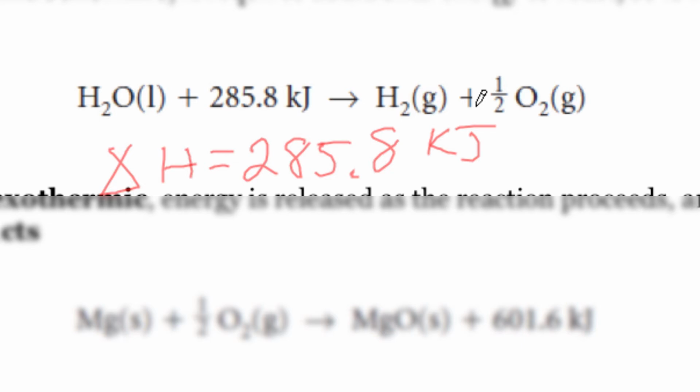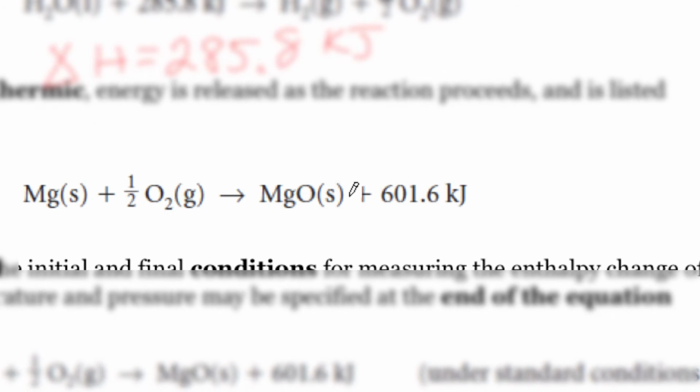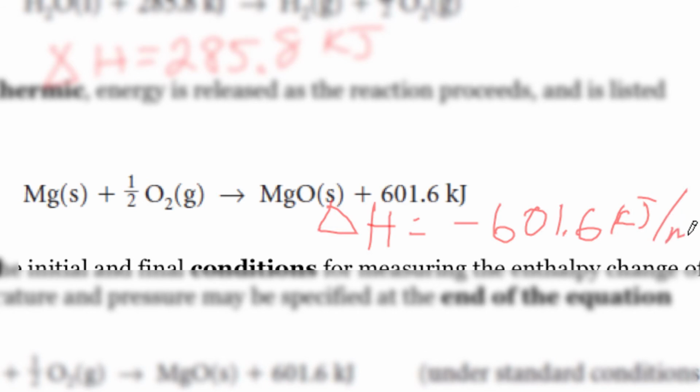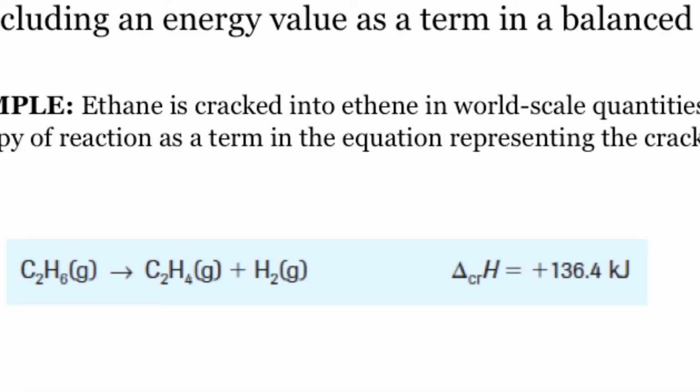That's it. Slide down to this one down here. What are you seeing down here? Well, heat is a product. So what do we do for this one? Well, if heat is a product, then the delta H is just going to be negative 601.6 kilojoules per mole.